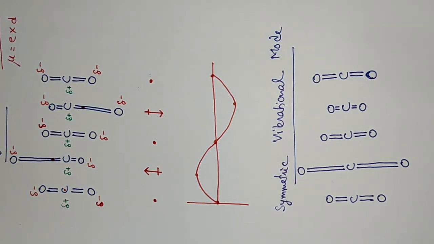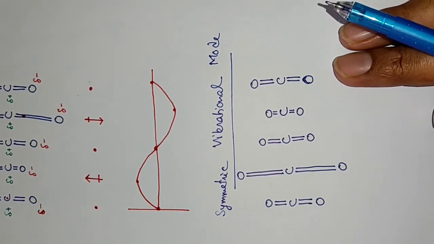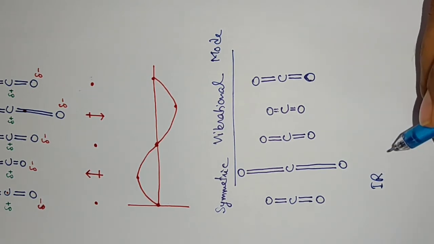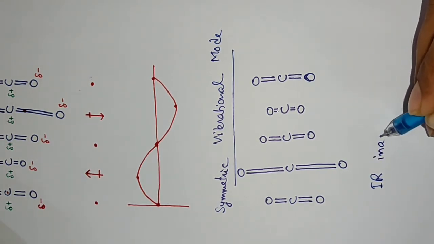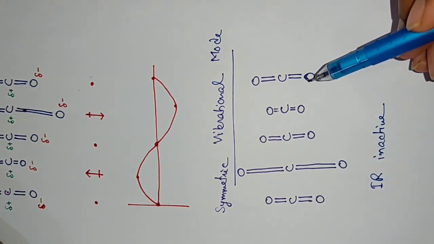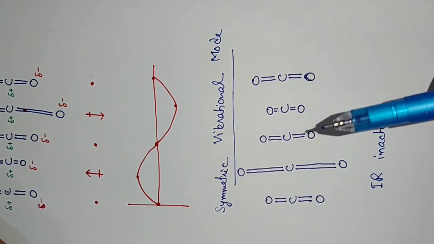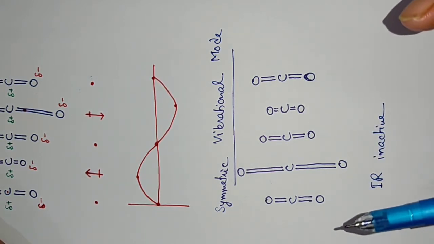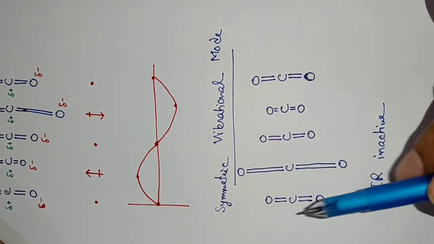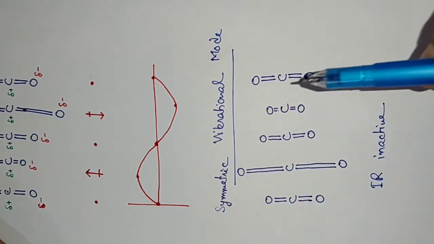So, the dipole moment will remain 0 in all the cases. So, what will happen? It will be infrared inactive. Since there is no dipole moment, there will be no oscillation in dipole moment. So, the oscillating electric field of the electromagnetic radiation will not be able to identify this molecule, since it is devoid of any oscillating electric dipole moment.